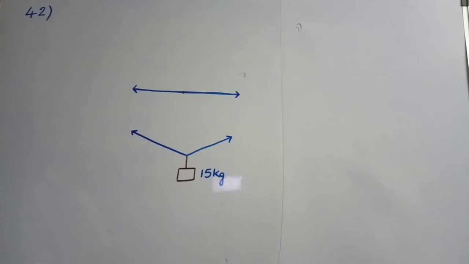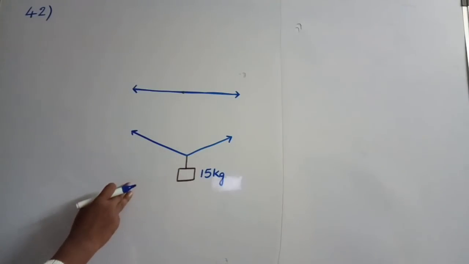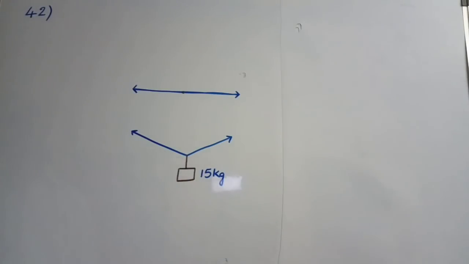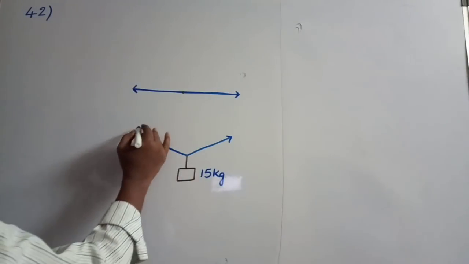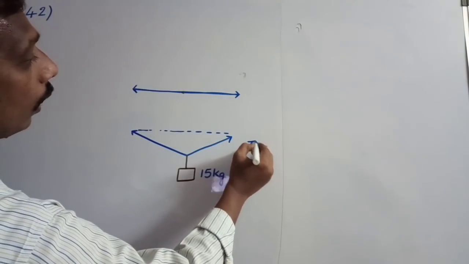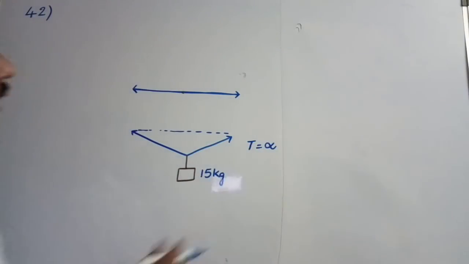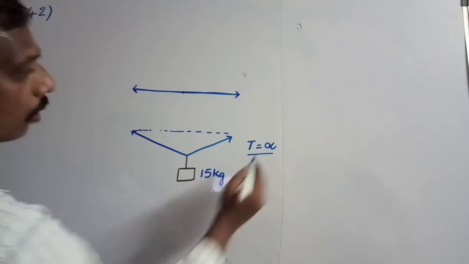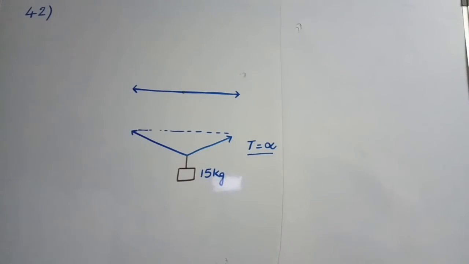Whatever the tension may be, the string will come down like this because of gravitational force. So to straighten this rope, the tension must be equal to infinity, then only it comes to straighten. Otherwise, it won't, because weight is pulling in the downward direction. So in this case, tension is equal to infinity.